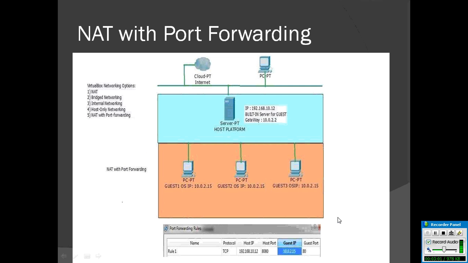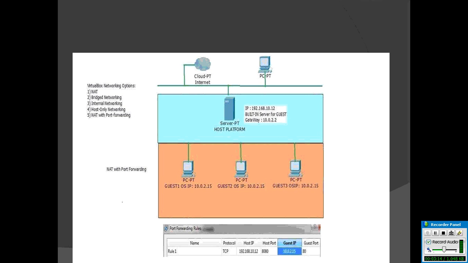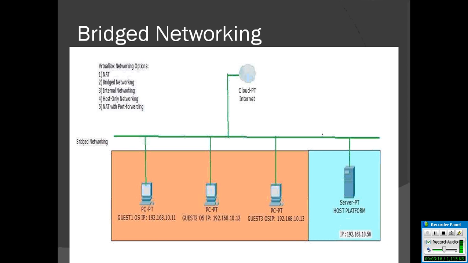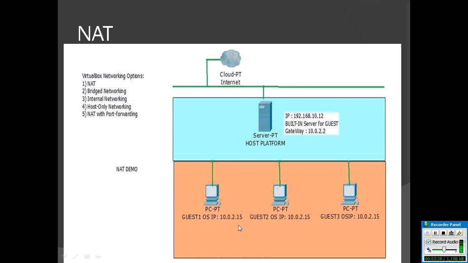And the last option is NAT with port forwarding. As you know, in bridge mode we need to use an IP from the network, so it consumes IP addresses. If you look back over here, in bridge mode each guest OS also consumes an IP address. So there are three guest OSs and it consumes three IP addresses. But in NATing, there is no consumption of IP addresses.